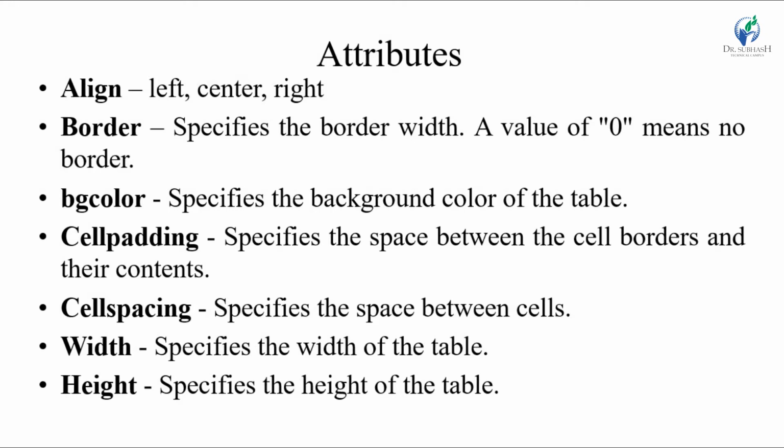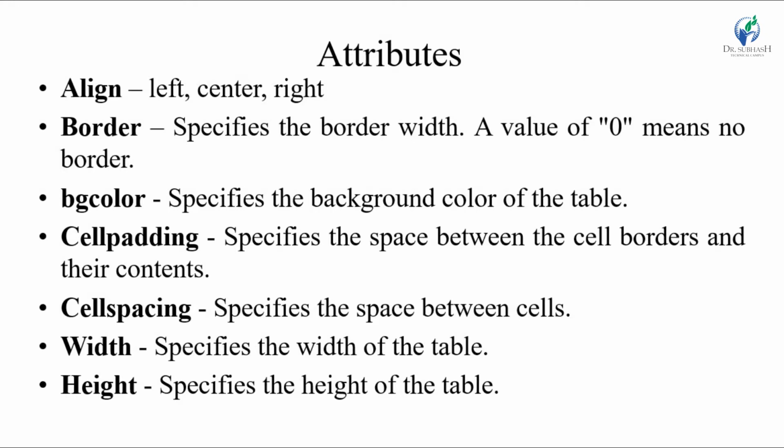First is align. Align will have a value left, center and right. By default it is left, and you can align the table to the center and right. Second is border. The border attribute is used to specify the border width. By default the value is 0, which means no border. If you want to apply a border, then you can use a value of 1.